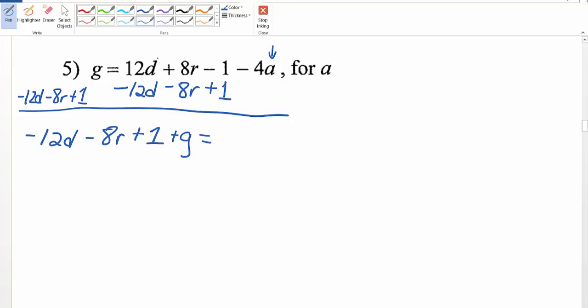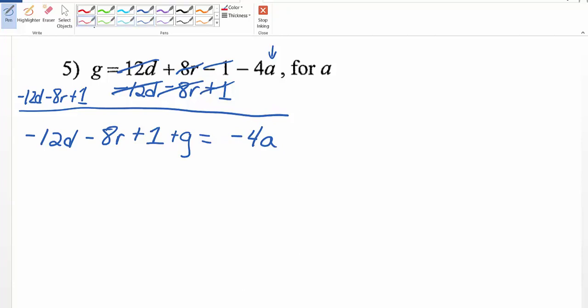Equals, on the right side, this positive 12d cancels out with the negative 12d. This positive 8r cancels out with our negative 8r. And this negative 1 cancels out with our positive 1, leaving us with just our -4a.